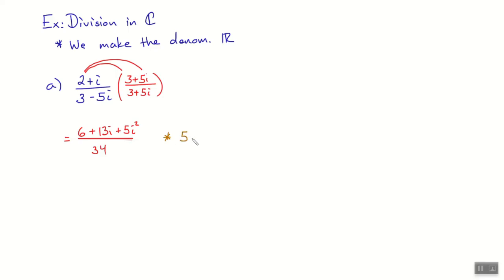If I think of 5i squared, this is equal to 5 times i squared, which is -1, which is equal to -5. This right here is a -5. I just haven't written it that way. If you want to do it in one line, cool. I'm going to write it in two with this work just done here. The numerator then becomes 6 plus 13i minus 5 all over 34.